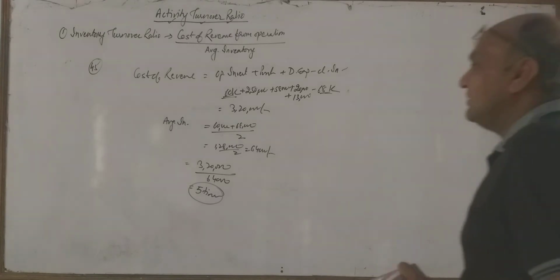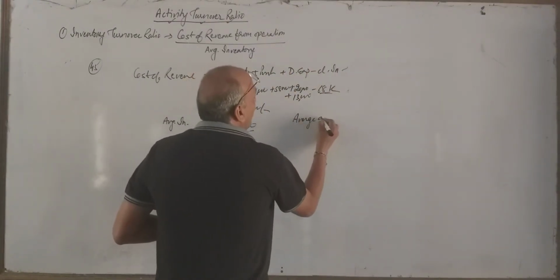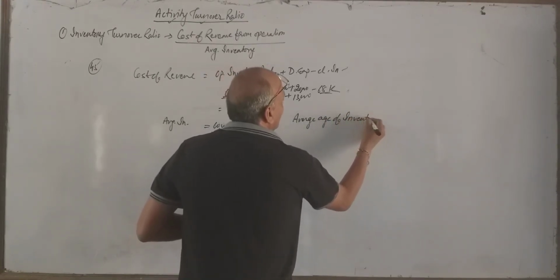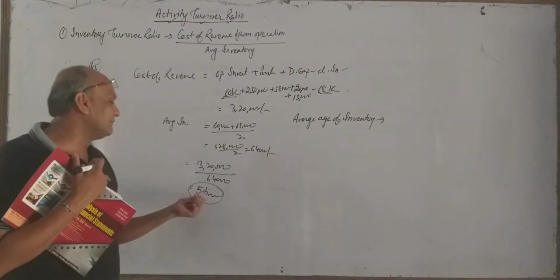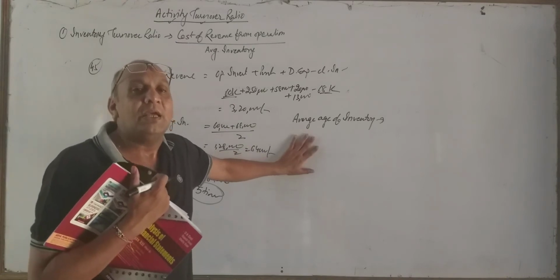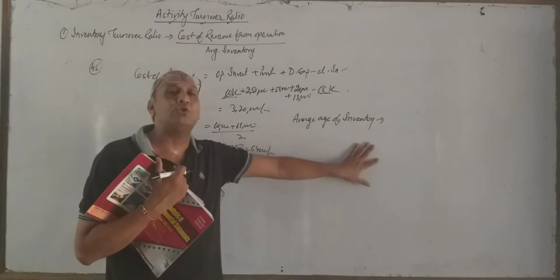Now in the same sum we have asked another thing, average age of inventory. What is the meaning of average age of inventory? Like here it is given 5 times. So average age of inventory tells us in how many months or in how many days we sell goods into the market.